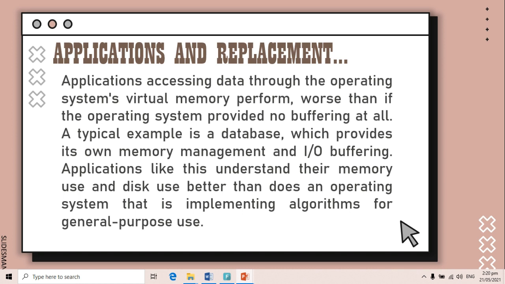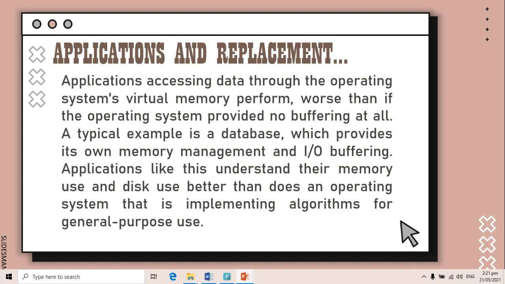Let's now proceed to applications and replacement. Applications accessing data through the operating system virtual memory perform worse than if the operating system provided no buffering at all. A typical example is a database, which provides its own memory management and input and output buffering. Applications like this understand their memory use and I/O use better than the operating system that is implementing algorithms for general purpose use.